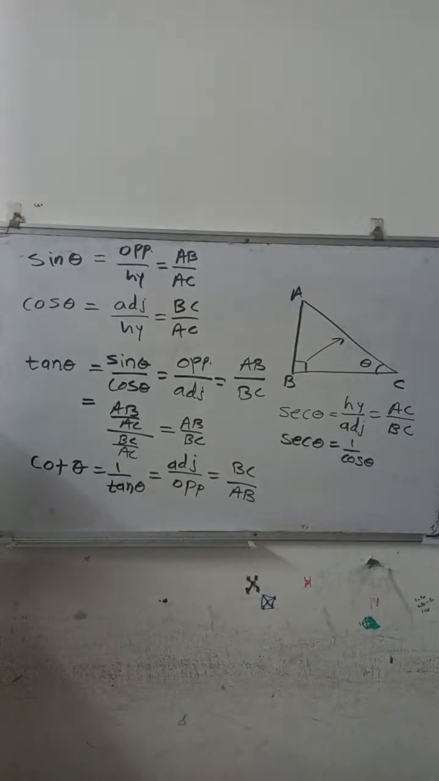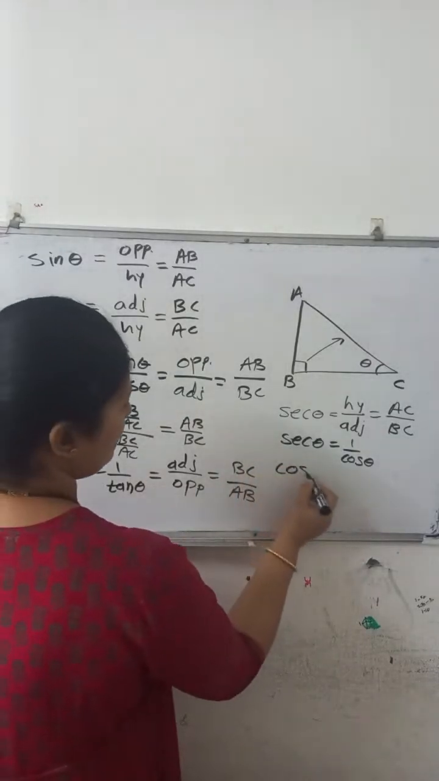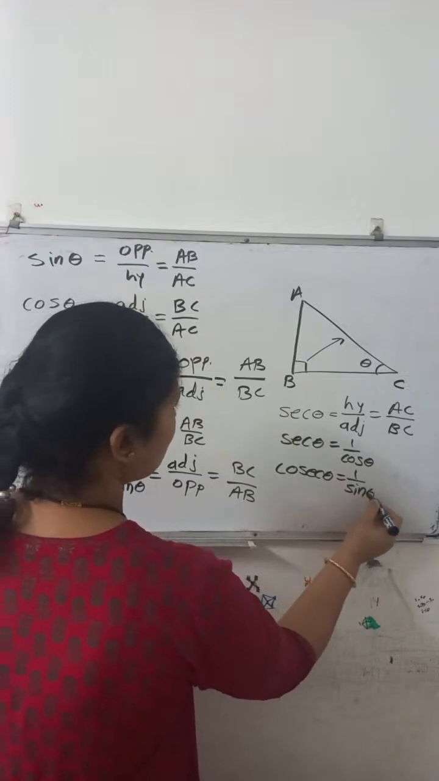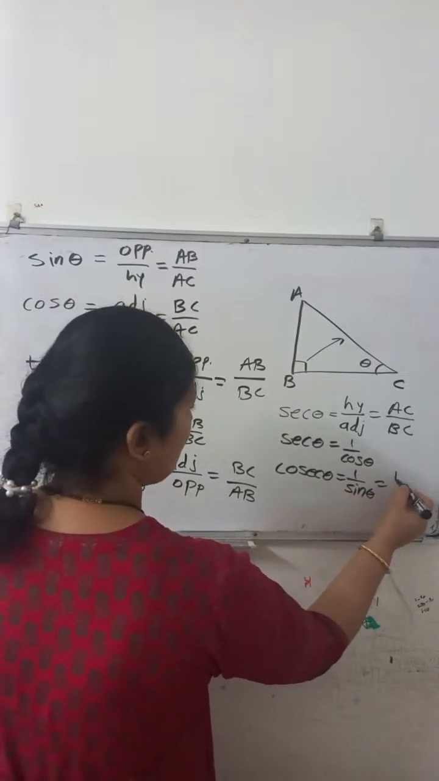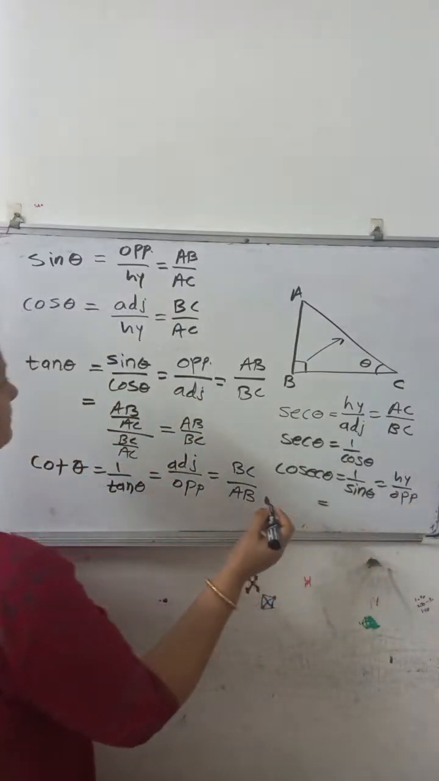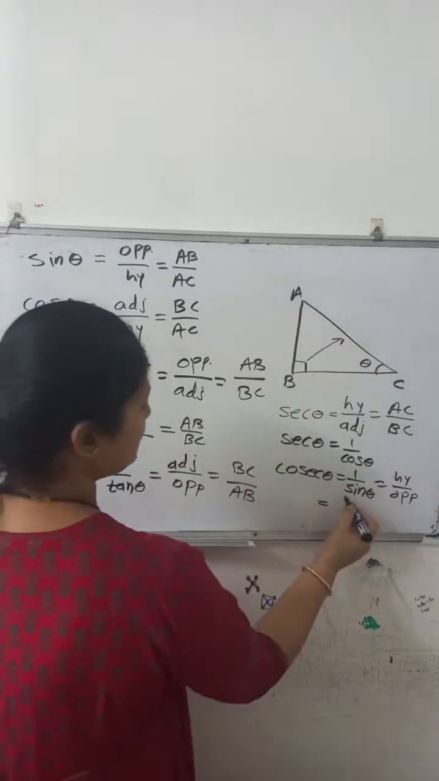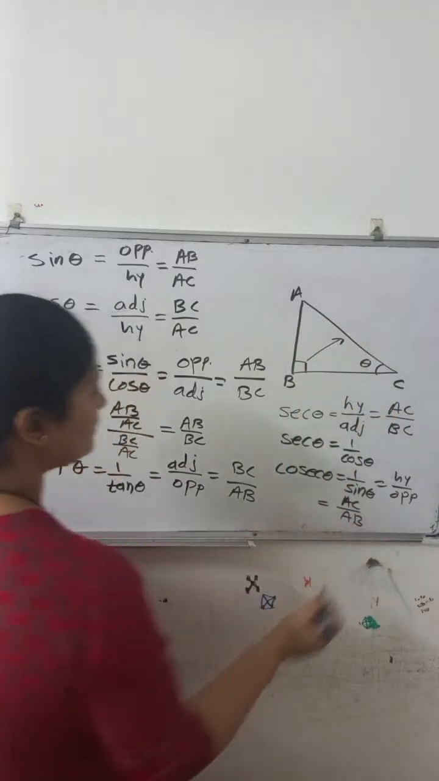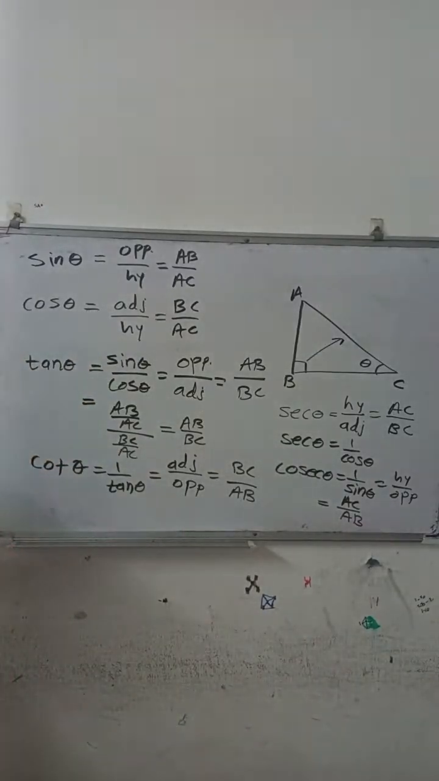Cosec theta is a reciprocal of sin theta. Okay, here I will write cosec theta is equal to 1 upon sin theta, or we can write it as hypotenuse by opposite side. So here hypotenuse is AC and theta opposite is AB. So these are the formulas, these are the trigonometric ratios we have: sin, cos, tan, cot, sec and cosec. These 6 ratios we have.